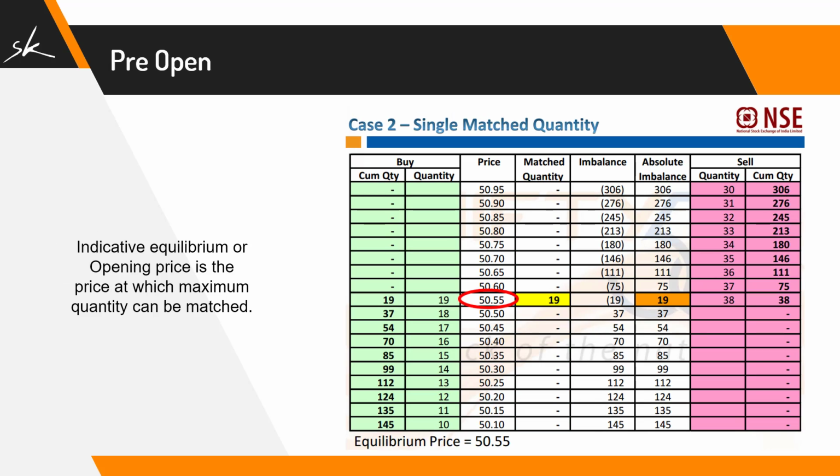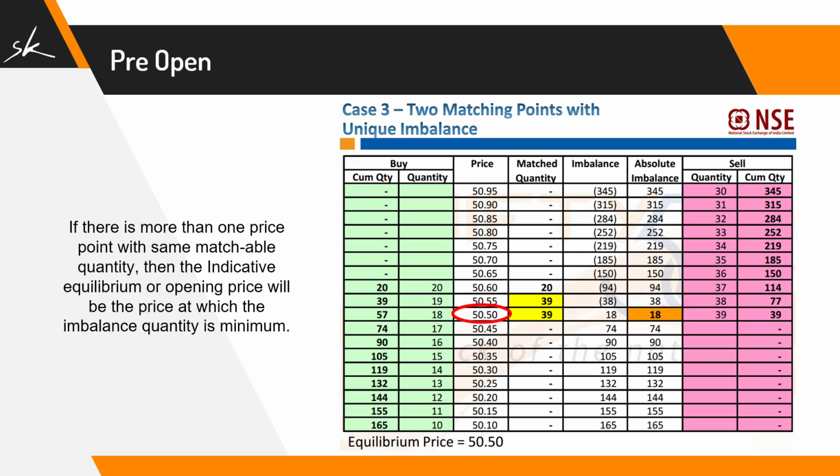Let's look at case 2, where we do have a single matched quantity. So this will be the indicative equilibrium or opening price at which maximum quantity can be traded. In this example, you can see that during the pre-market, we have 19 shares to be bought at 50 rupees 0.55 paise, and on the sell side, we have 38 shares to be sold, which means 19 shares can exchange hands at this price, which will be the highest quantity during the pre-market. Therefore, the transaction will happen at 50.55, and that is your equilibrium price or your opening price.